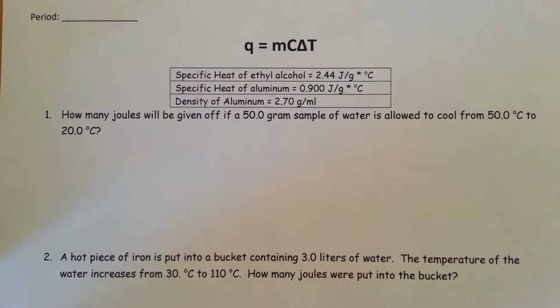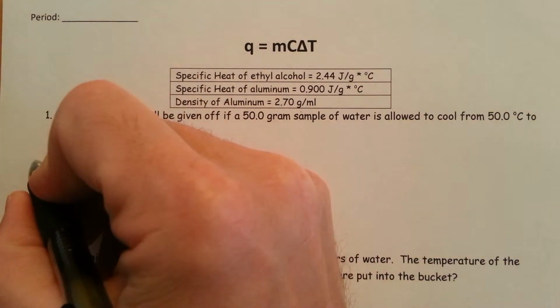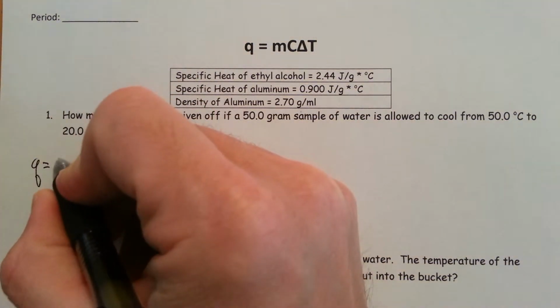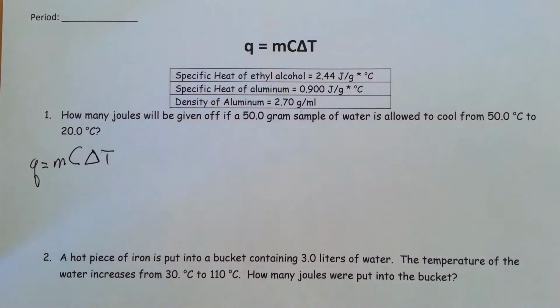All right, so let's try an example here. How many joules will be given off if a 50-gram sample of water is allowed to cool from 50 degrees Celsius to 20 degrees Celsius? And as always, the first thing we're going to do is write the formula. So Q equals mc delta T.